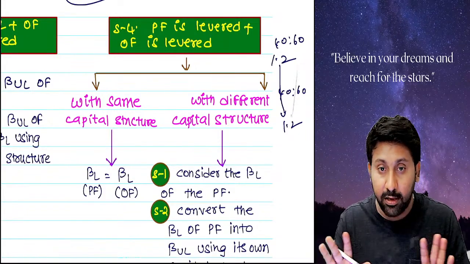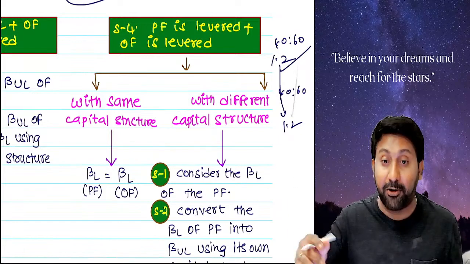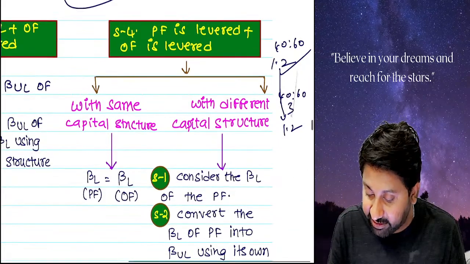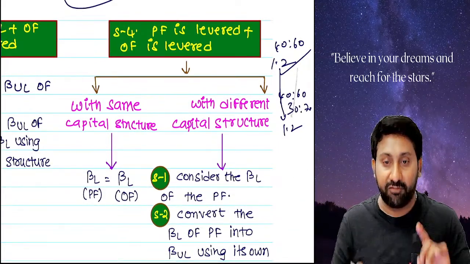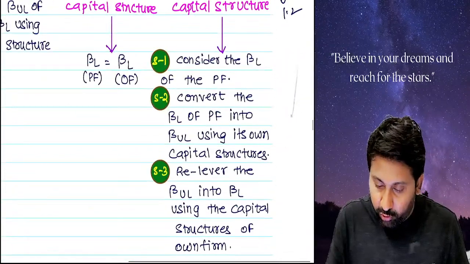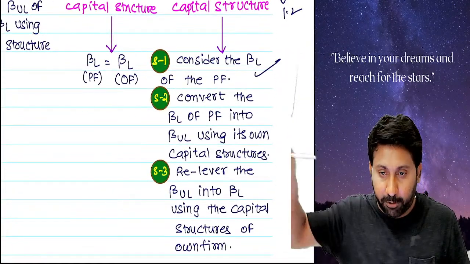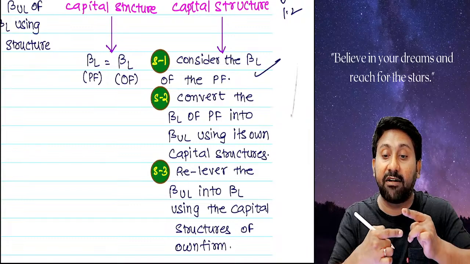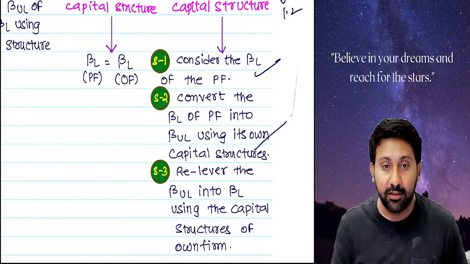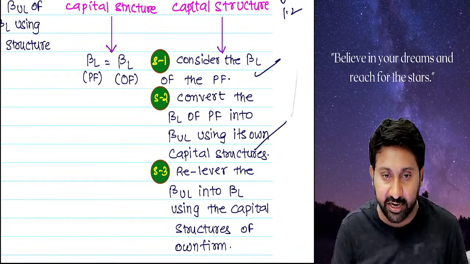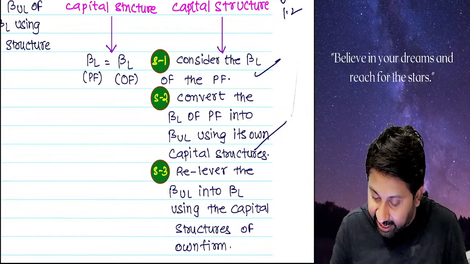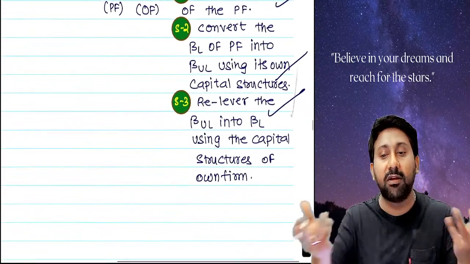But suppose our capital structure is not 40/60, ours is 30/70. What to do? First, take the levered beta of the proxy firm and convert it into unlevered beta. This is applicable to all the companies in the industry. Then, using your capital structure, relever it. Then you will get the beta.